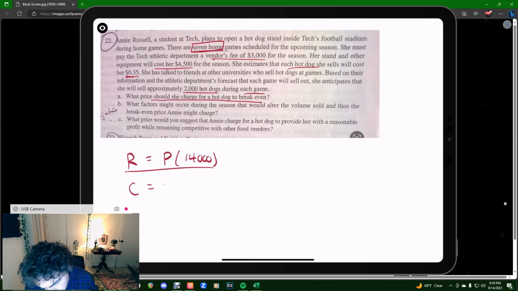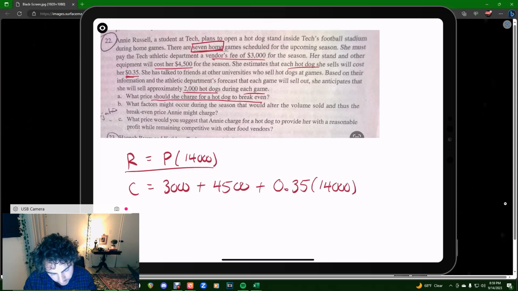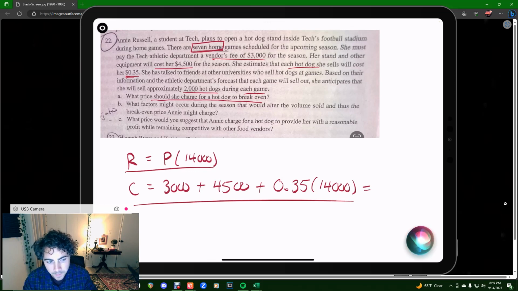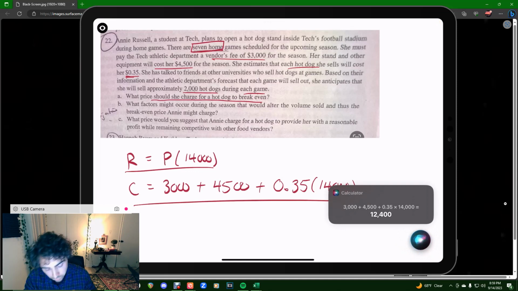Now for the costs, what are all the costs? There's a vendor's fee of $3,000, and an equipment cost of $4,500 for the season. Each hot dog will cost 35 cents, so we need to deduct 35 cents times every one of those 14,000 hot dogs we are supposedly going to sell. So 3,000 plus 4,500 plus 0.35 times 14,000 is 12,400. So that is our cost.